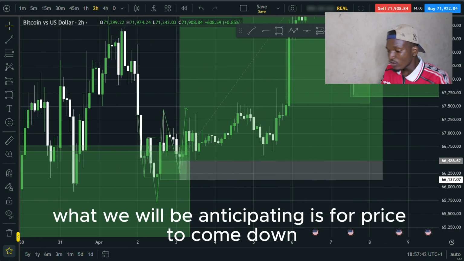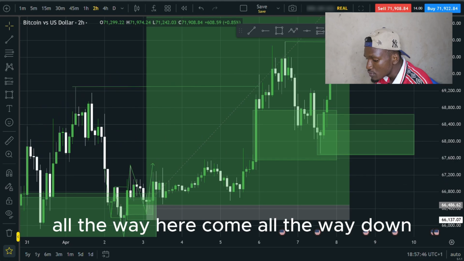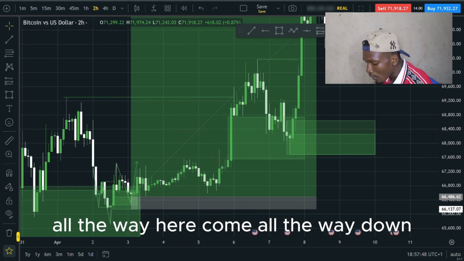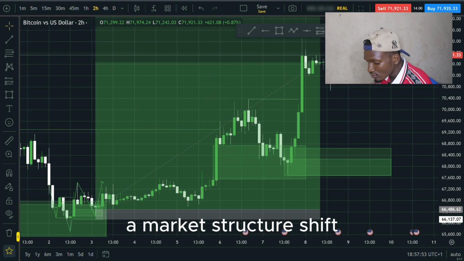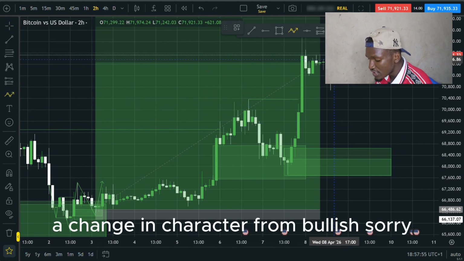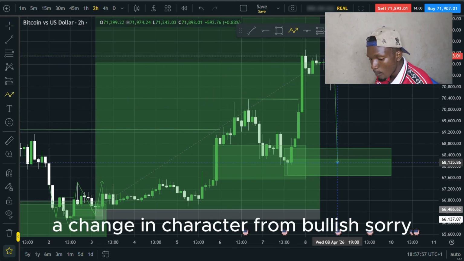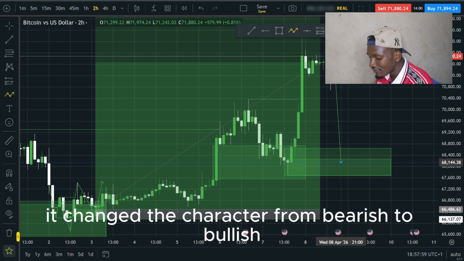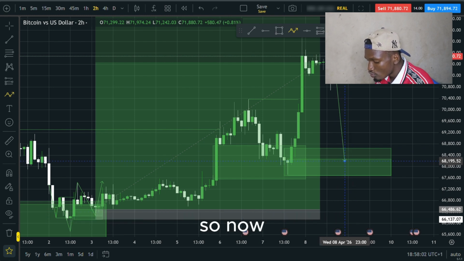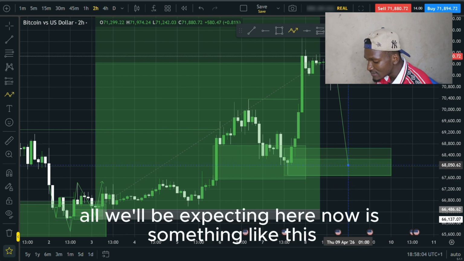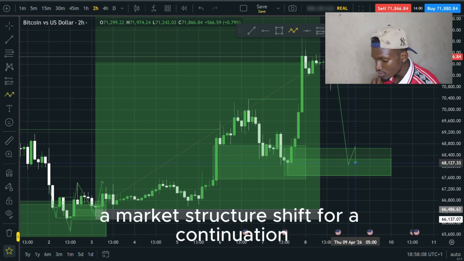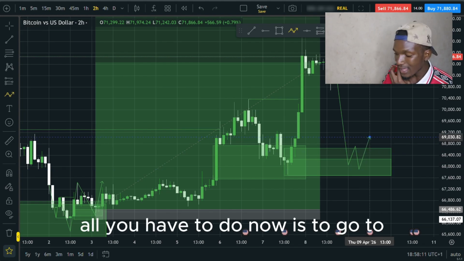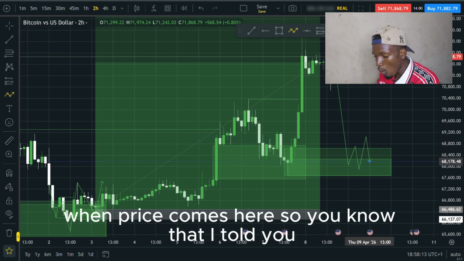So now what we will be anticipating is for price to come down all the way here, and give us the same thing it did there: a market structure shift, a change in character from bearish to bullish. So now all we'll be expecting here is something like this, a market structure shift for a continuation. So now all you have to do is go to when price comes here.